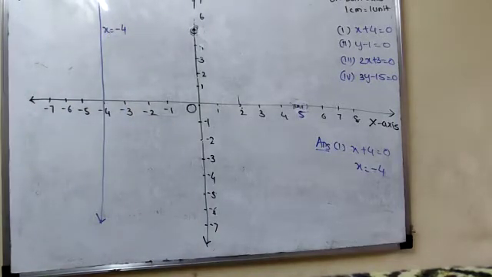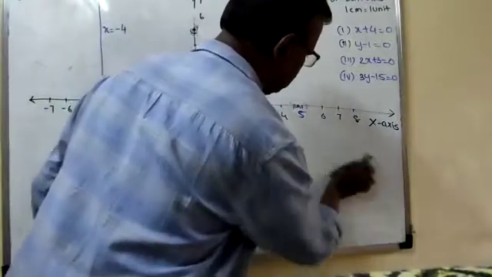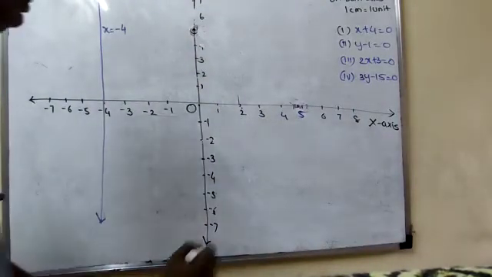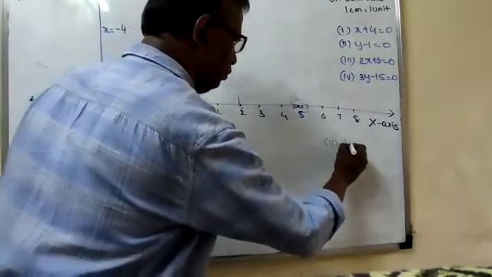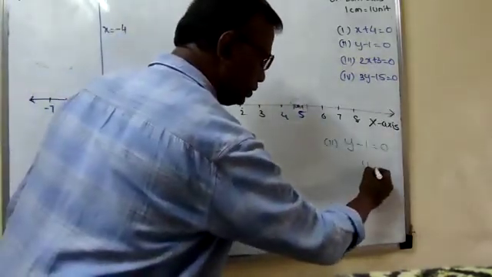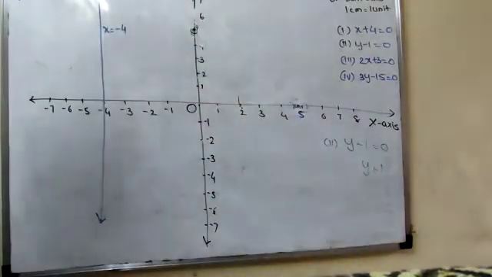What is the second equation given for you, students? y minus 1. I'll solve this one, the second one. y minus 1 is equal to 0. Minus 1 goes to the other side, so what will it become? Plus. y is equal to 1. Where is y equal to 1?